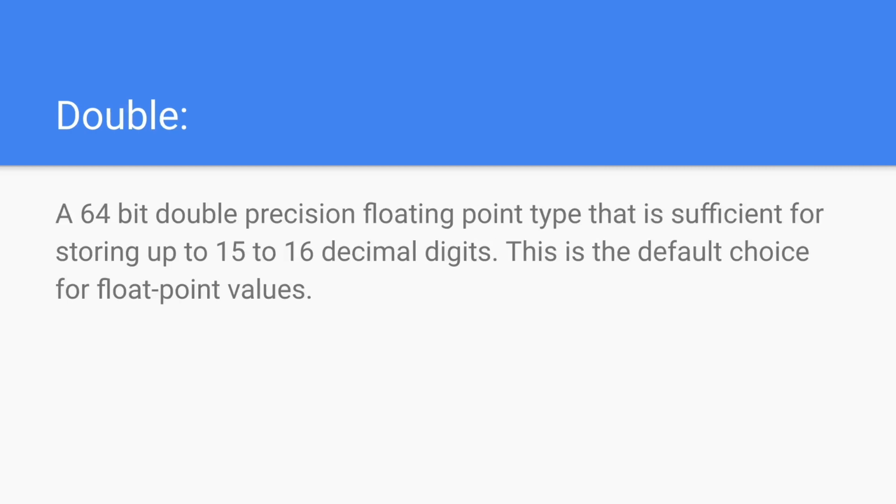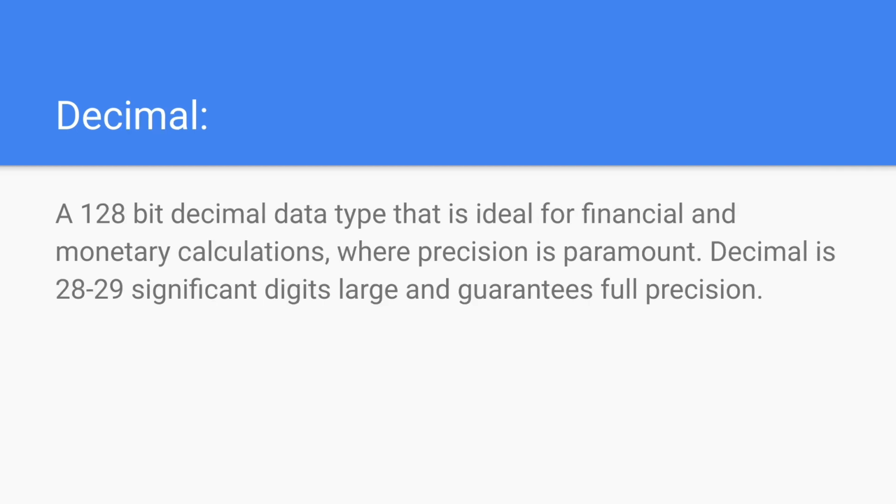Next we have the double data type. It's actually double of float, so it's a 64-bit, double precision floating point type that is sufficient for storing up to 15 to 16 decimal digits, and this is basically the default choice for floating point values in C# language.